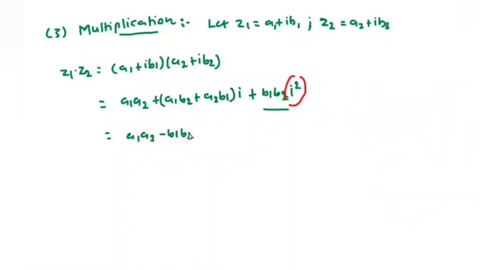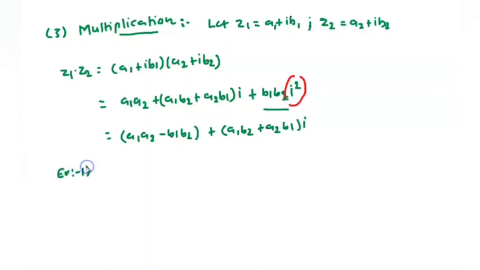Now since the i is reduced, this term will become a real part. So we'll write down this one, B1 B2, along with A1 A2. So A1 A2 minus B1 B2 plus A1 B2 plus A2 B1 into i. So this is the multiplication.